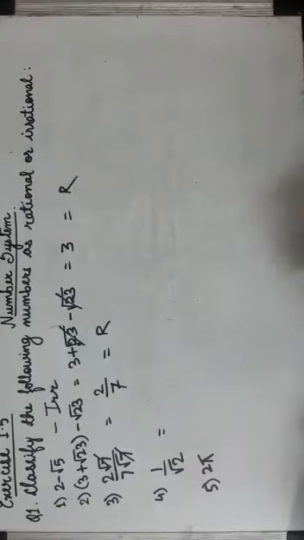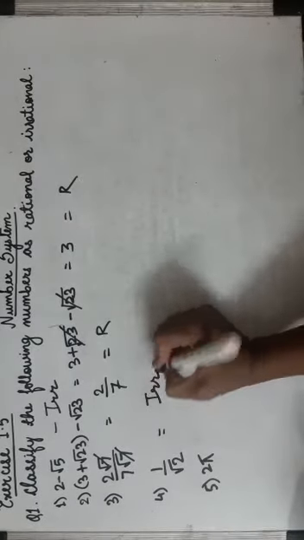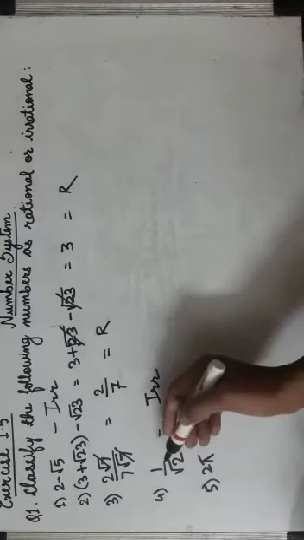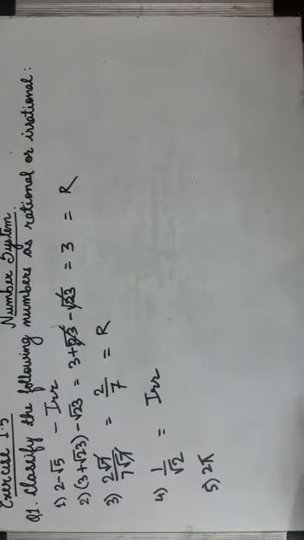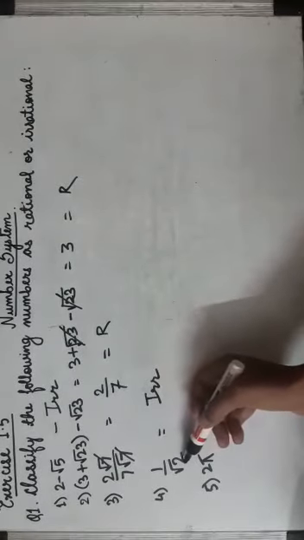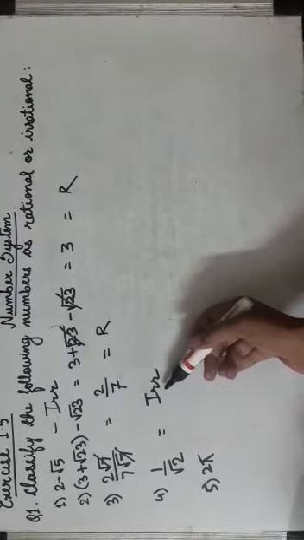Then the next question is 1 upon root 2. Can you solve this further? No. So it is irrational. Root is present there, root 2. Then 2 into pi. Because we have seen, when a rational number is divided with irrational, the result is going to be irrational. 1 is rational, root 2 is irrational. So in division, the answer is irrational.